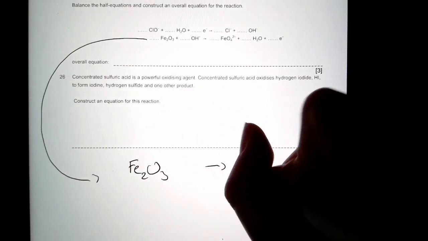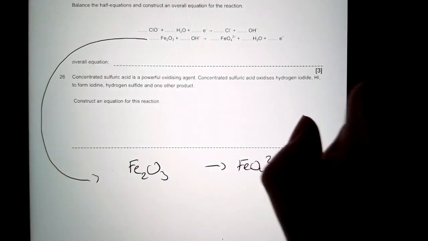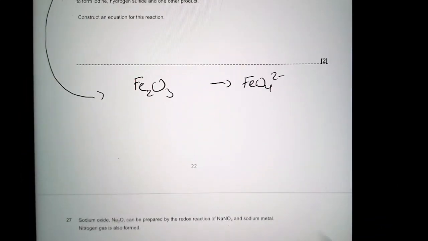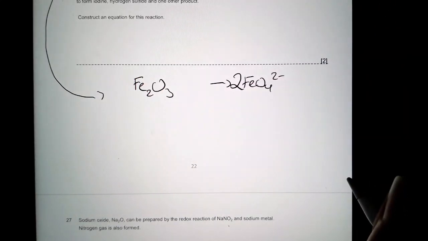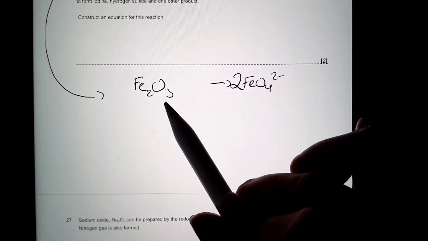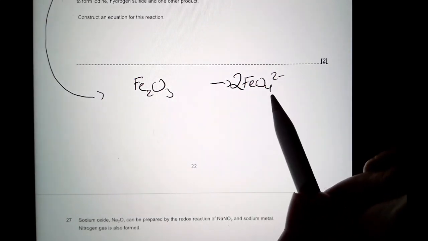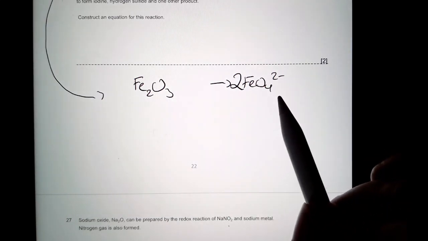Fe2O3 going to FeO4 2-. So how would they have written this half equation? You've got 2 ions on the left. To get 2 ions on the right, you need a big 2. You've got 3 oxygens on the left. You've got 2 times 4, so 8 oxygens on the right.